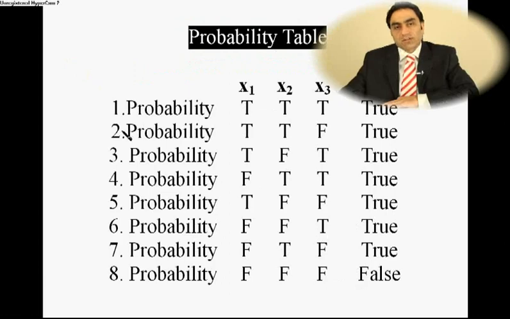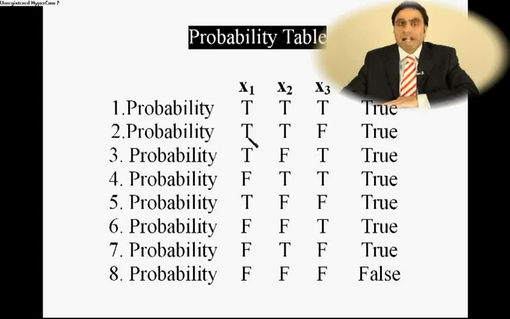So let's look at the probability table. There are 8 probabilities, 8 alternatives in this condition. At the first one, x1, x2, x3 are all t, and the result is true. The knowledge is true as a consequence of the definition.